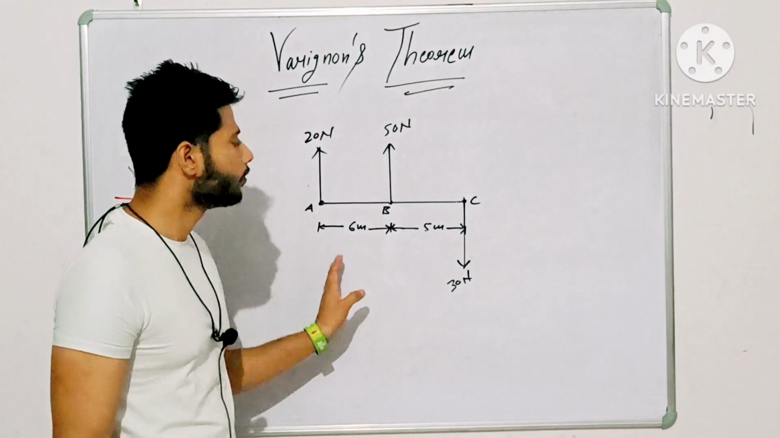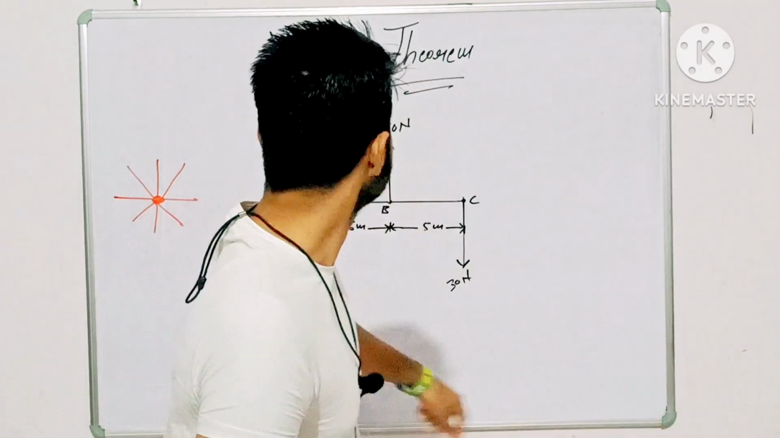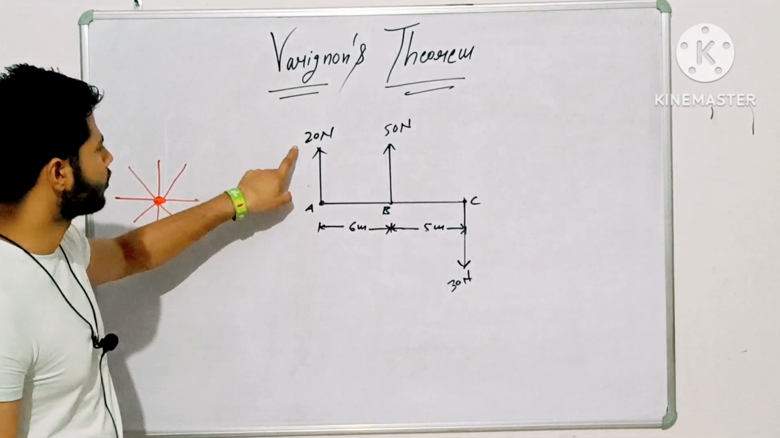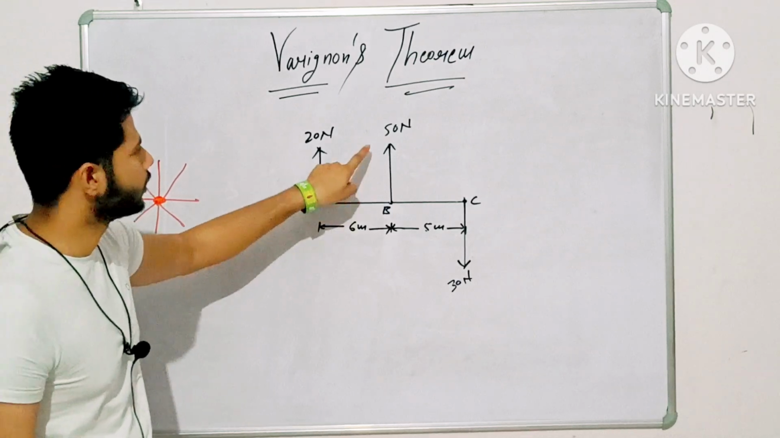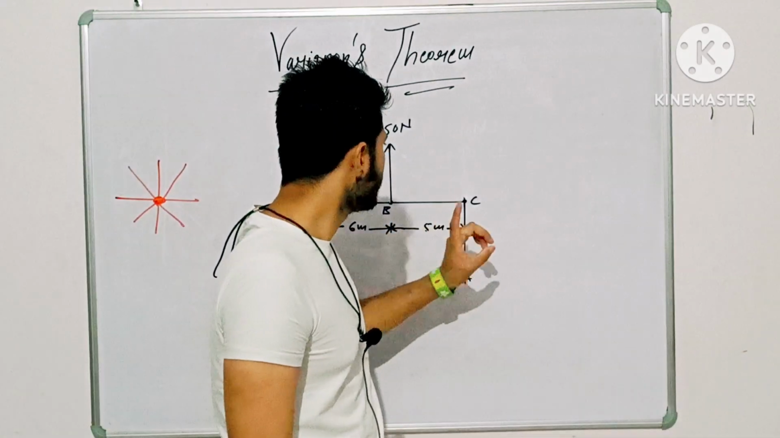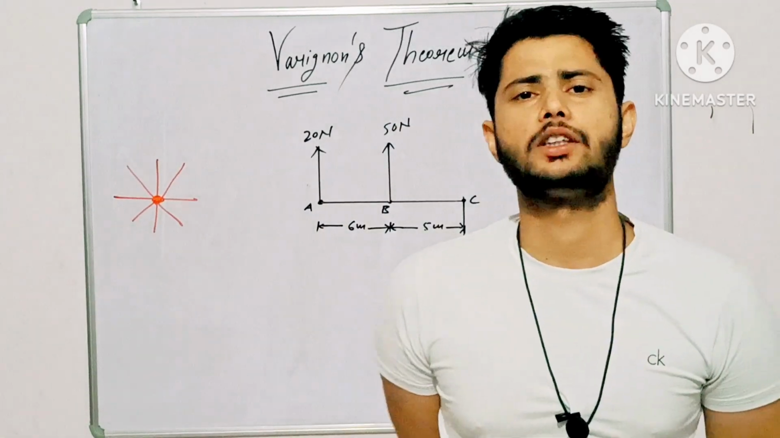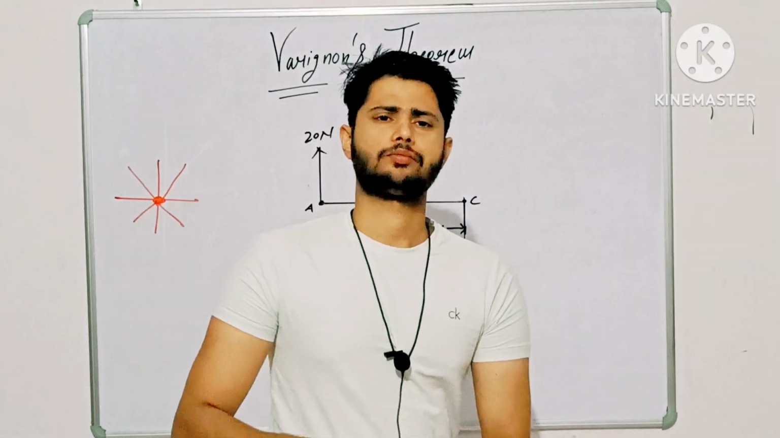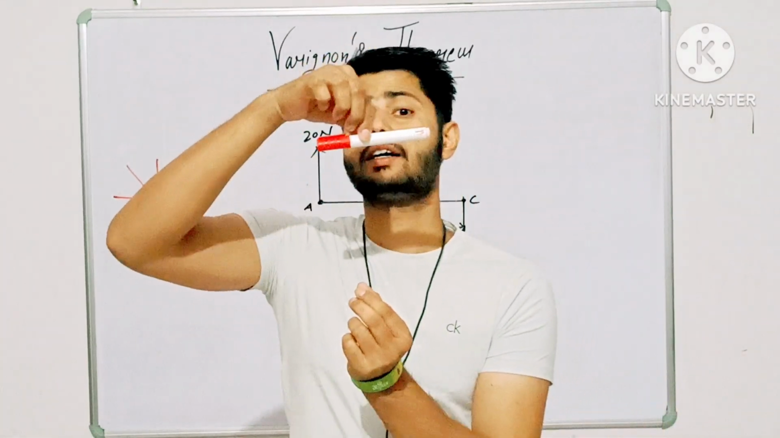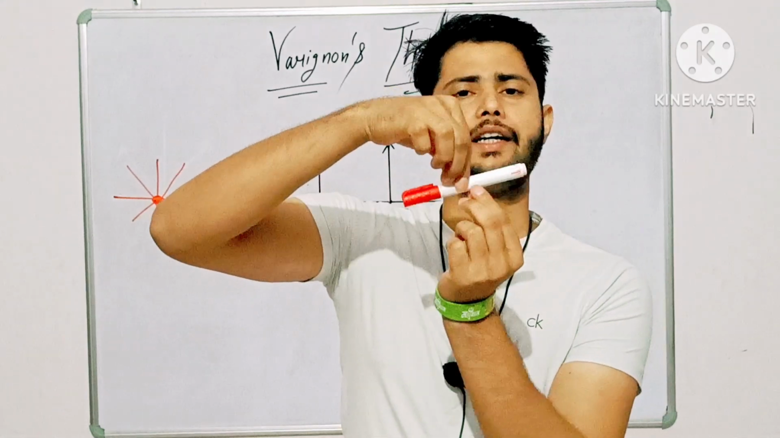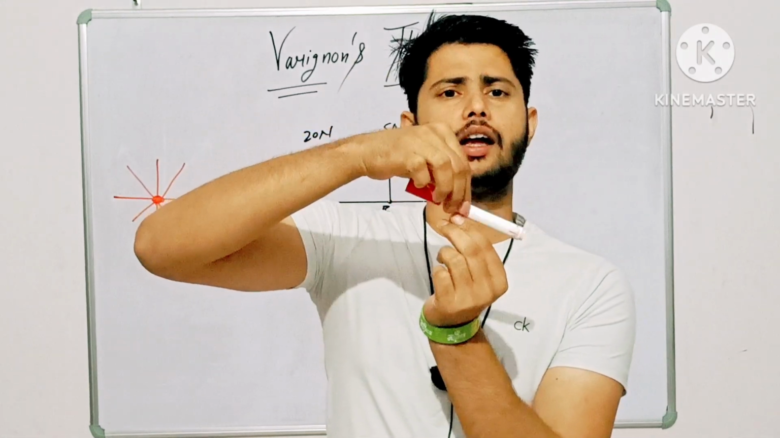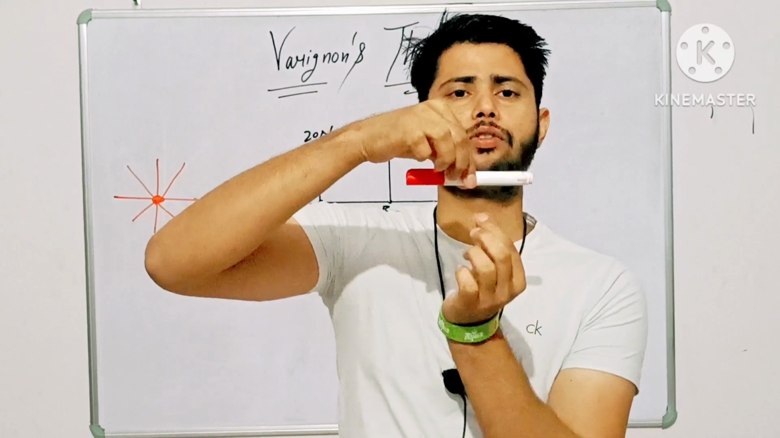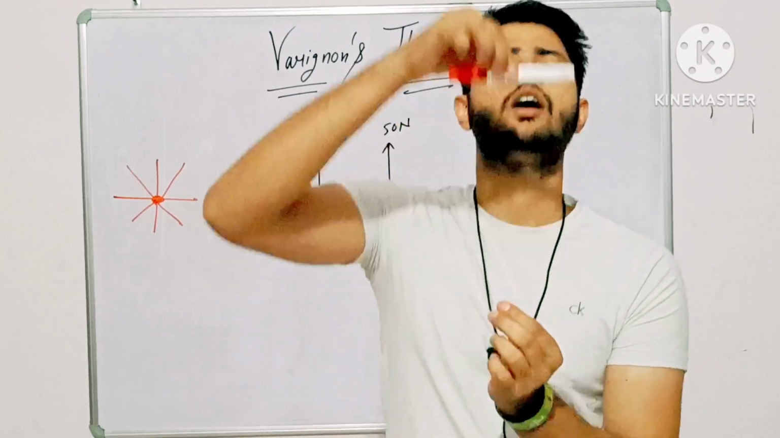Why is this a non-concurrent coplanar force system? Because all the forces are passing through different points. This 20 Newton force is passing through point A, this 50 Newton force through point B, and this 30 Newton force through point C. Then what will be your resultant? Suppose I am trying to lift this marker. If my downward force is less and my upward force is much more than the downward force, then my marker will move in the upward direction.